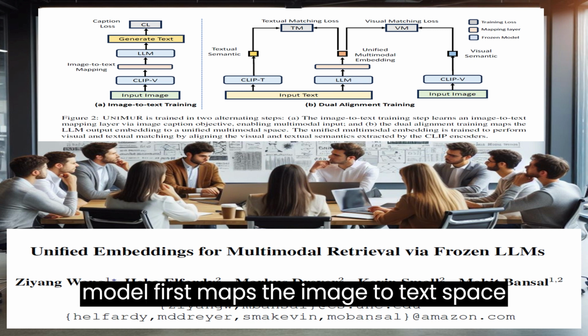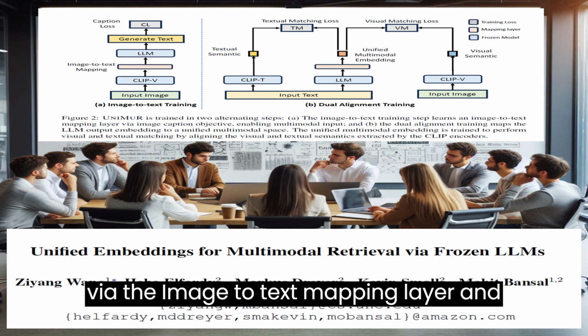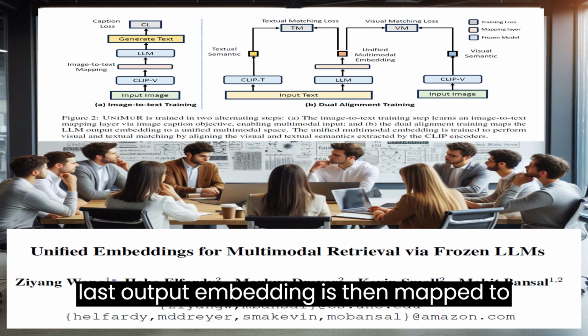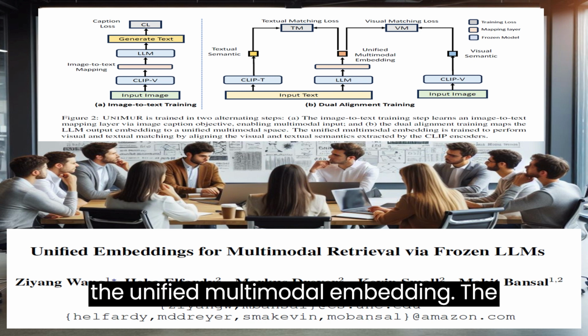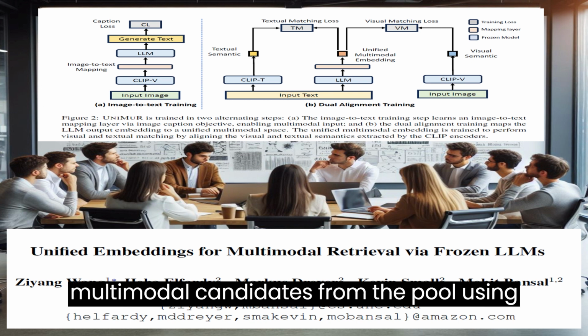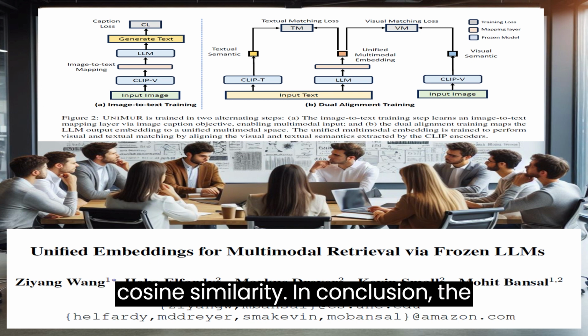The model first maps the image-to-text space via the image-to-text mapping layer and feeds the result to the LLM. The LLM's last output embedding is then mapped to the unified multimodal embedding. The model retrieves the most relevant multimodal candidates from the pool using cosine similarity.